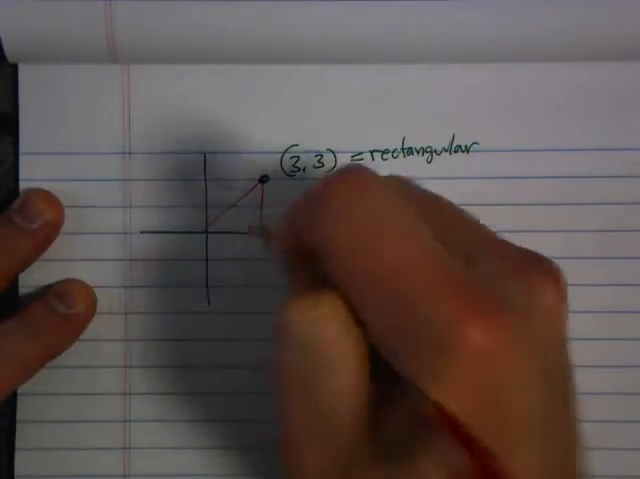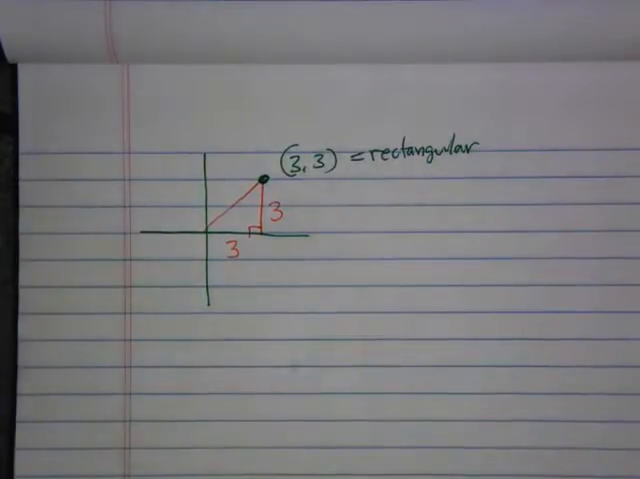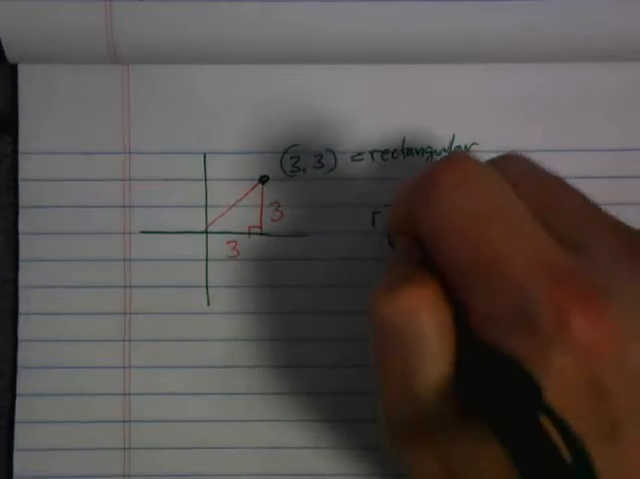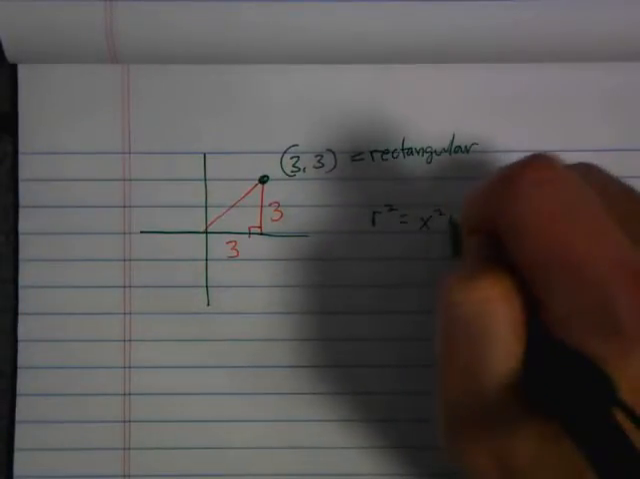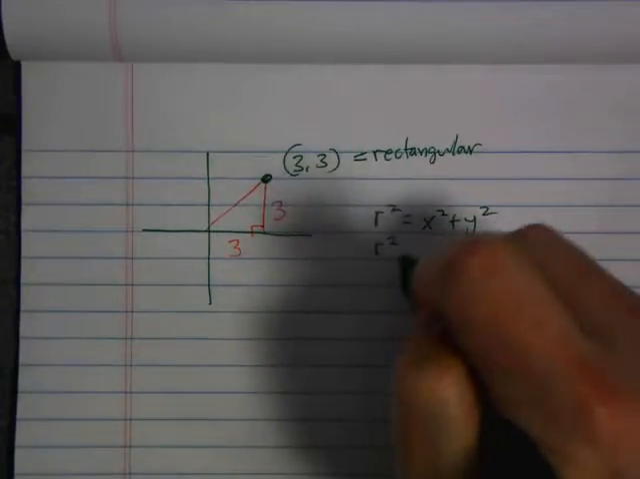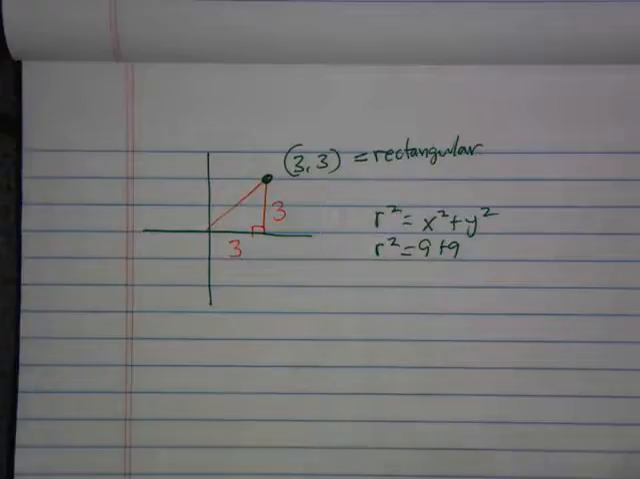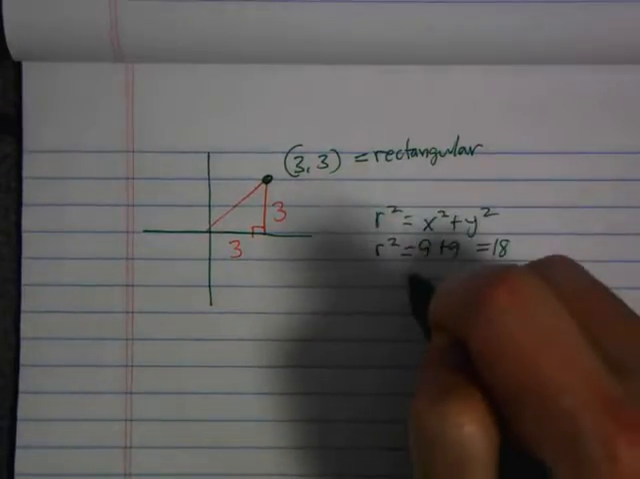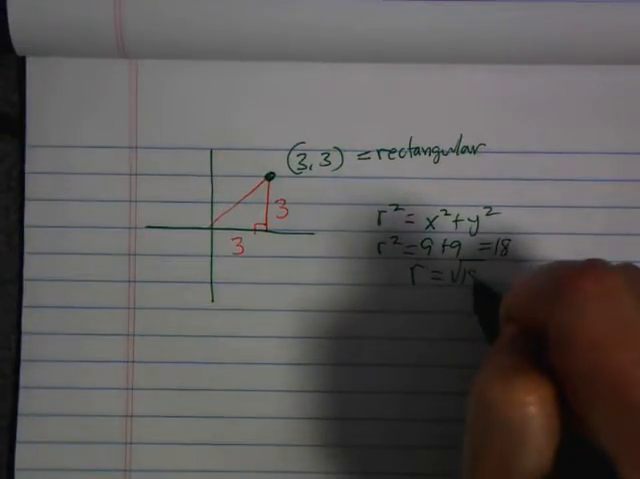So I'm going to do pretty much the same trick here. I'm going to use this point 3 comma 3, and I'm going to draw a right triangle. This is 3, that's 3. So to find r, I can very easily use the Pythagorean theorem. So r squared is x squared plus y squared. So in this case, r squared is 9 plus 9, which is 18. So r is the square root of 18.